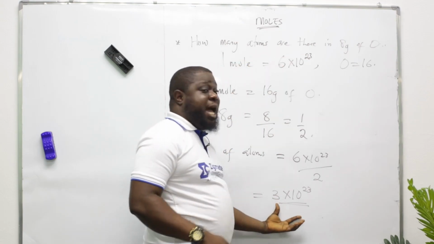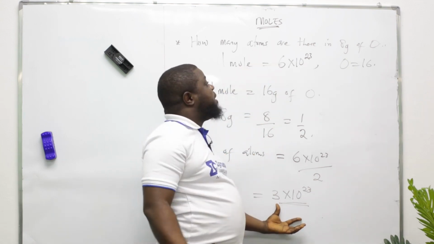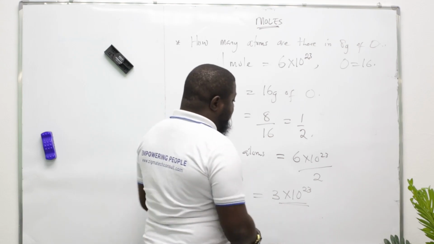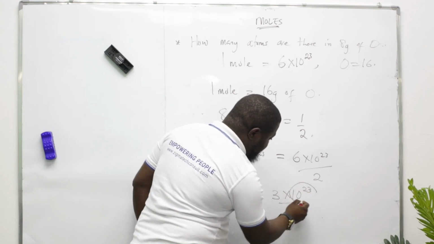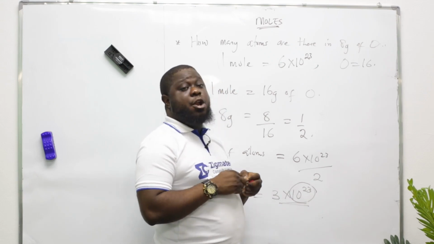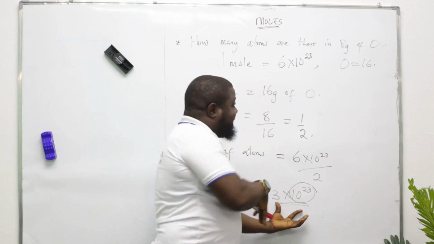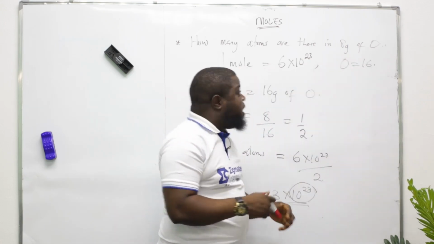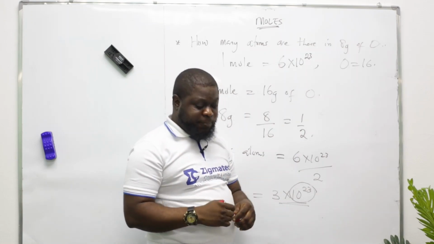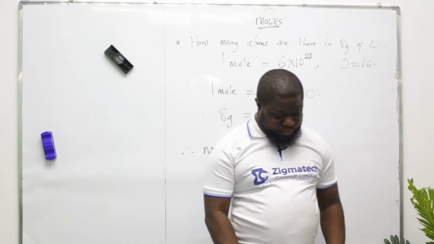Now this becomes the Avogadro's number of this particular question. This becomes Avogadro's number. Why? Because of this 10 to the power 23. This 10 to the power 23 makes it the Avogadro's number. Now, this is the number of particles that are present in 8 grams of oxygen. Remember, an atom is a particle. So take note.